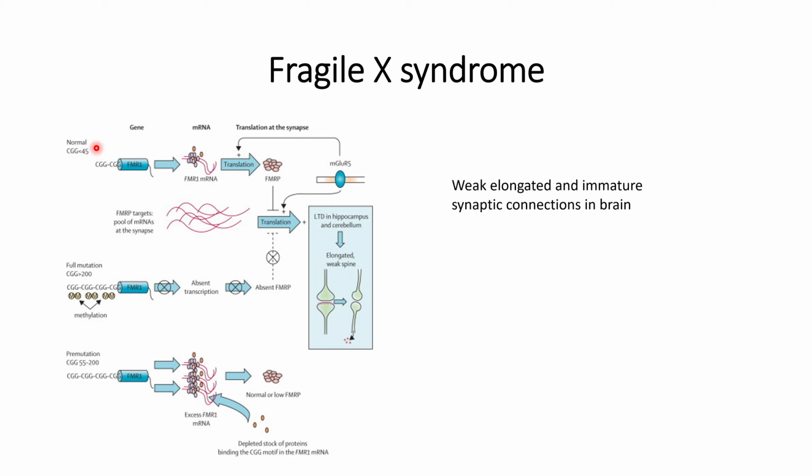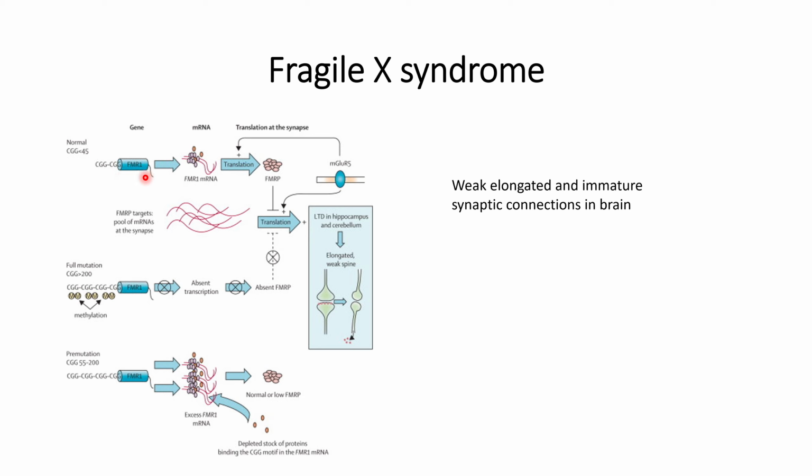In the normal condition, the repeats of CGG are less than 45, and we have understood what C, G, A, and T are in one of our previous videos. These are the nucleotides present in DNA, and DNA is made up of these four nucleotides only. When the repeats of CGG are less than 45, it is considered a normal case, and this repeat is finally part of a gene, that is FMR1.